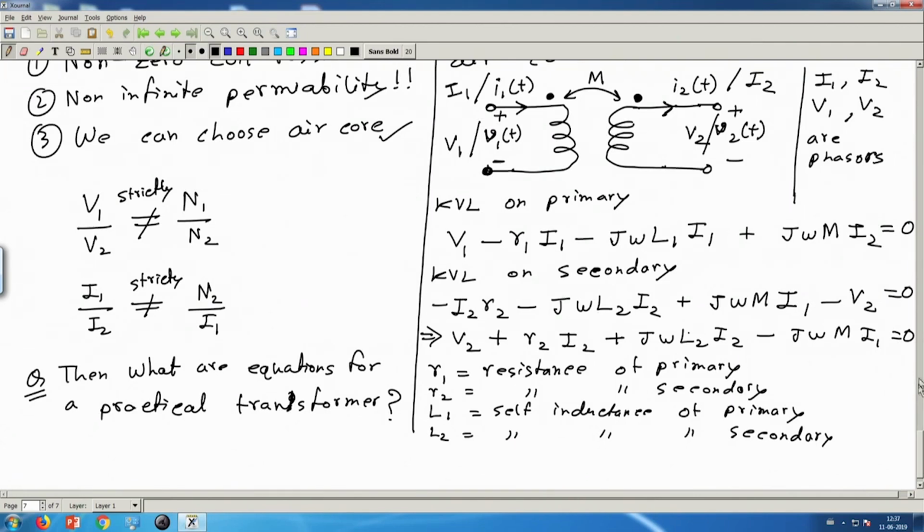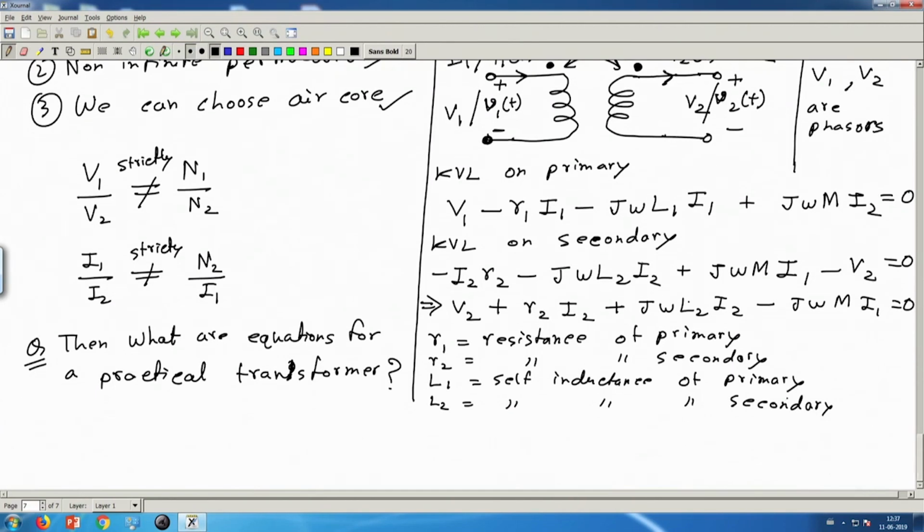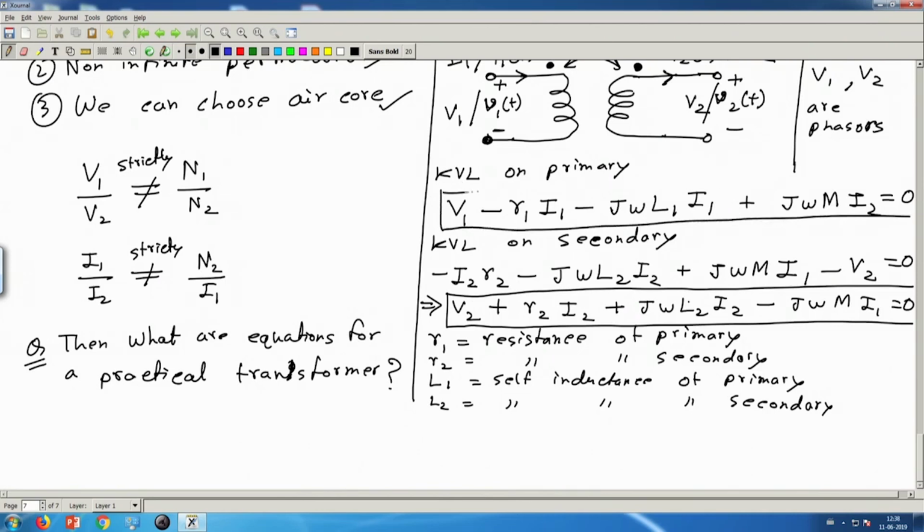Okay, fine. Now, the question was, what are the rules for a practical transformer? These are the two rules for a practical transformer, rule number 1 and rule number 2. So these are the equations that a practical transformer obeys. A practical transformer does not obey this rule. This is the rule which a practical transformer obeys. Okay, so the answer is this.